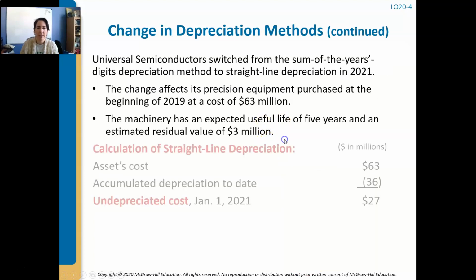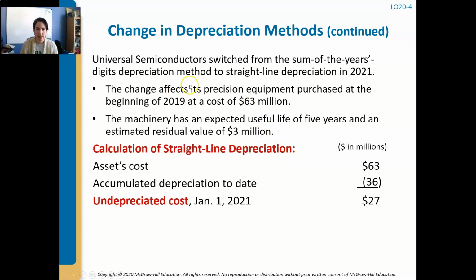Now we have decided, somewhere along the way, we're going to switch to straight line. Okay, so we're not changing our estimates, the dollar amounts. We could, but that's not what it's asking us to do. It's just asking us to change the methodology, the calculation. Technically a change in accounting principle, but again, treat it as a change in estimate, so it's going to go forward prospectively.